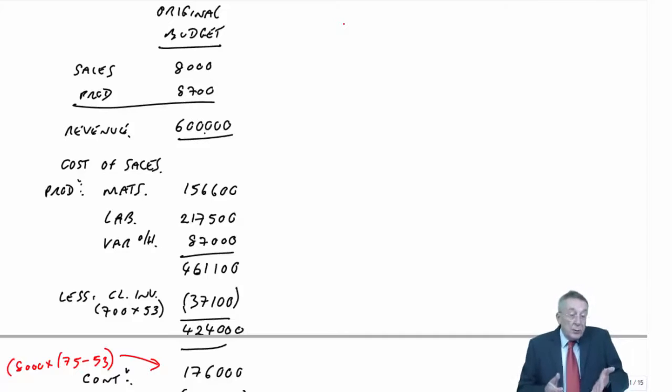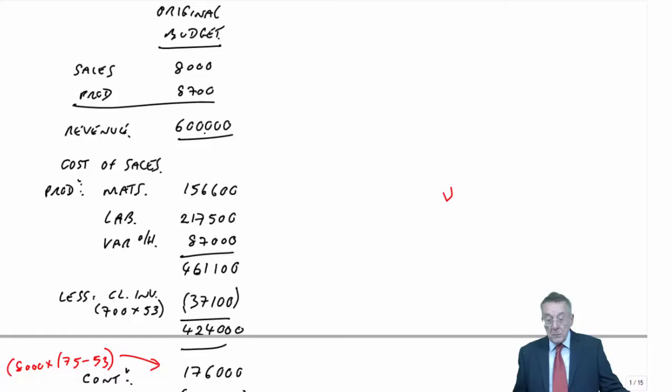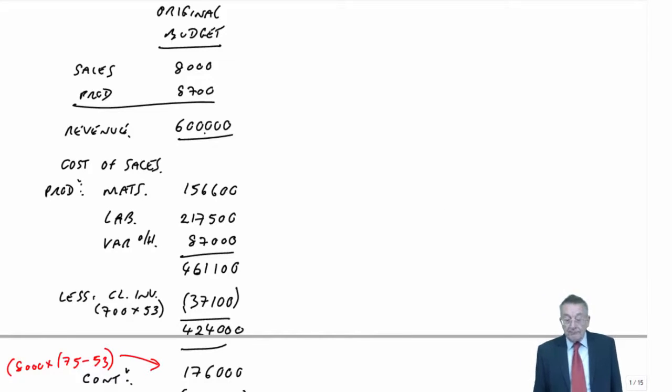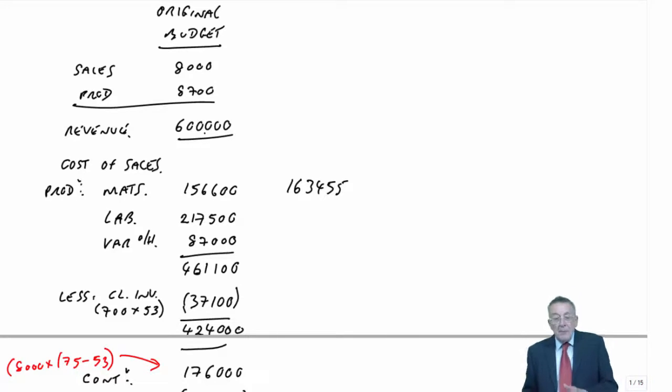But as I said earlier, although that's what we should be spending and that's what we should be earning, our job is to explain why the actual figures are different. However, let's look at one of them. Look at materials, for example. Materials, we actually spent 163,455, but to compare that with the budget is rather silly. You know, I've spent a lot more than we were supposed to, but of course I'm not surprised we spent a lot more because we produced more.